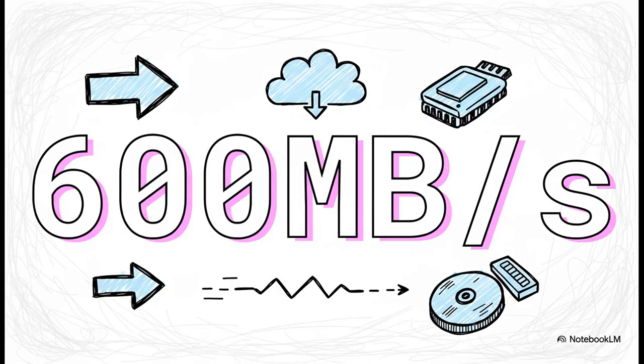Now, to really appreciate just how fast that highway is, you have to see the traffic jam it replaced. This number, around 600 megabytes per second, is the hard speed limit of the SATA 3 interface. It doesn't matter how fast the chips on your SSD are, if it's a SATA drive, it can never, ever go faster than this. It's a fundamental bottleneck.